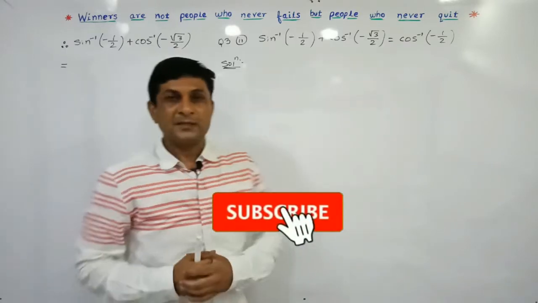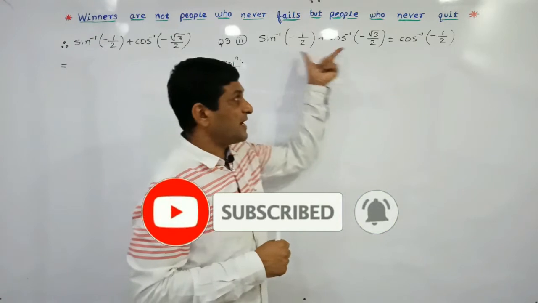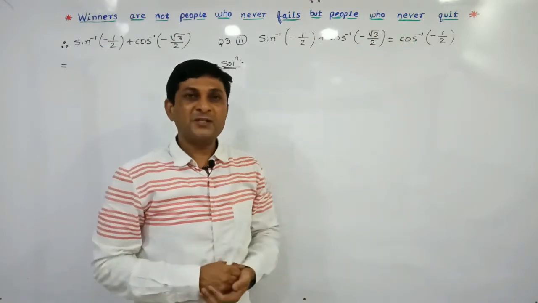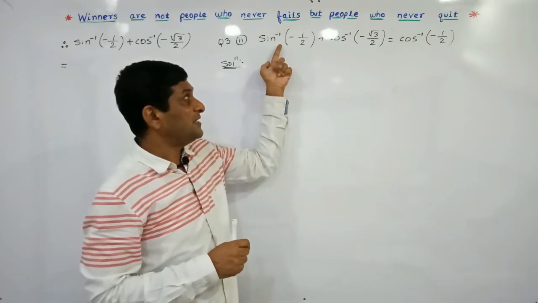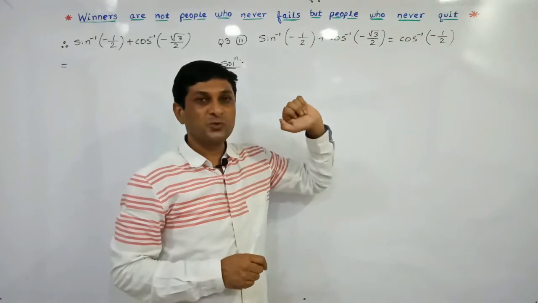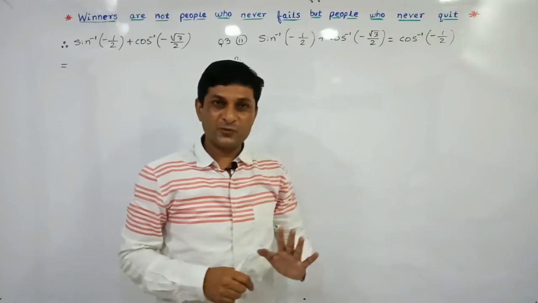See, in the example number second, we have to show that the values of this left hand side and right hand side are equal. To show that these values are equal, first we have to find the value of sine inverse of minus 1 by 2, then find the value of cos inverse of minus root 3 by 2, and then find the value of cos inverse of minus 1 by 2.